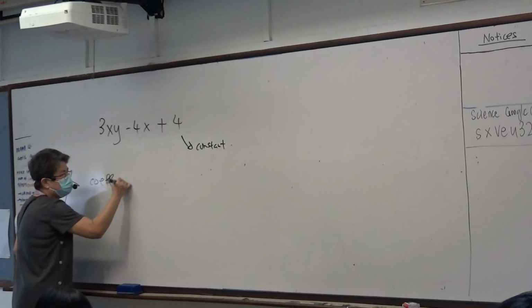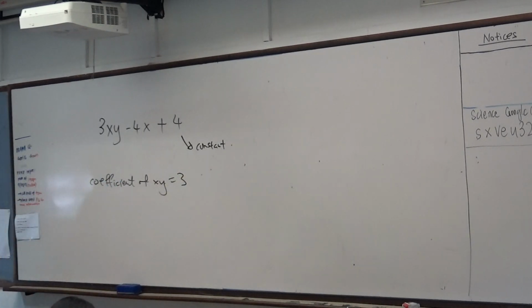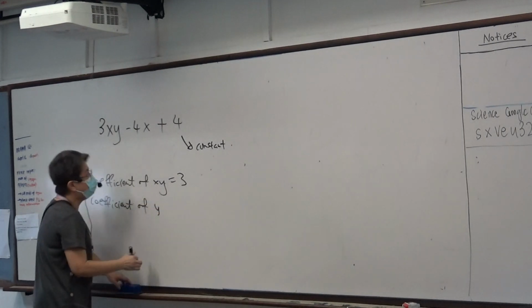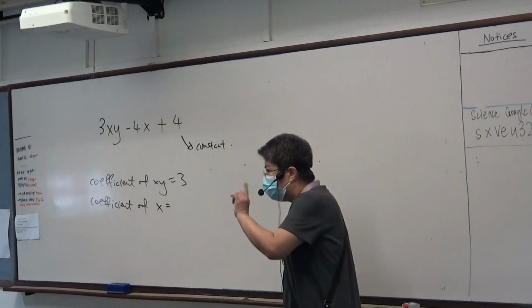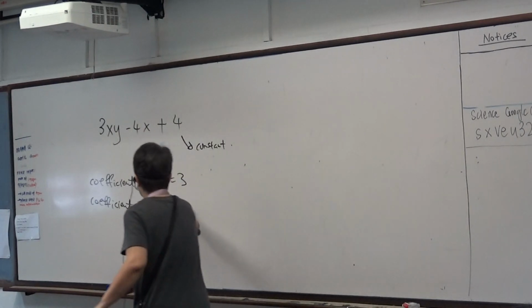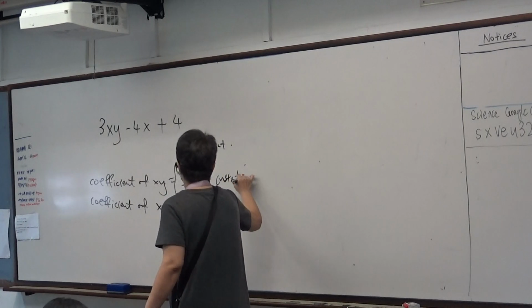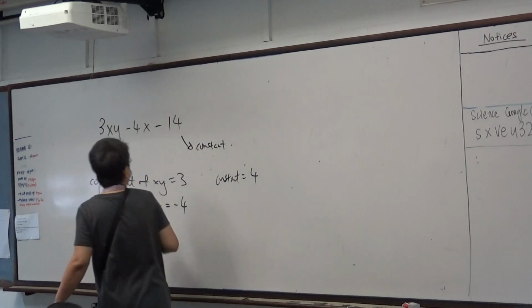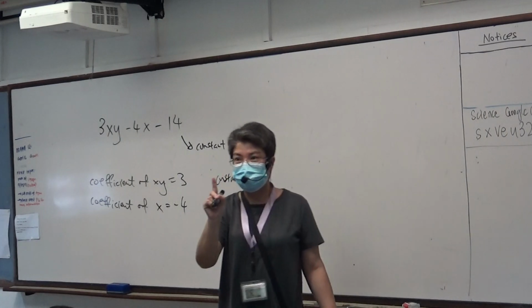The coefficient of xy is 3. That means coefficient means the number in front of it. Okay, it's 3. Now, I want to ask, what is the coefficient of x? It's not 4, this one. Negative 4, very good. Understand? Then what is the constant term? Can you see? Now, if this is like that, can you tell me what's the constant term? Negative 14.